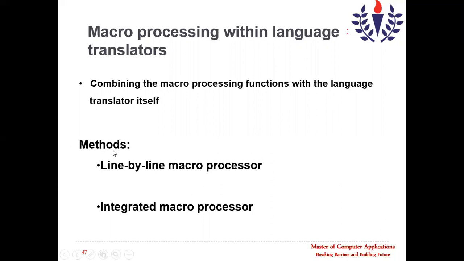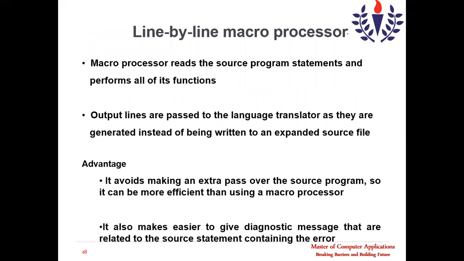So two methods are there for this: line by line macro processor, and second is integrated macro processor. So first we will discuss line by line macro processor. Here the macro processor reads the source program statements. Line by line it will read the source program statement and it will perform its function. It will expand those lines in our source code.